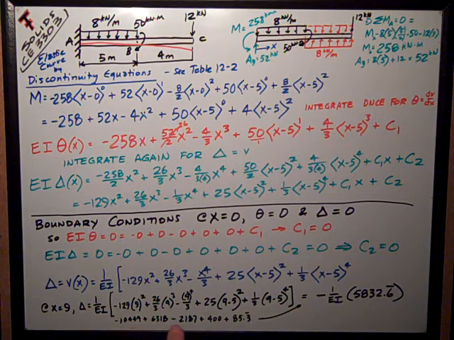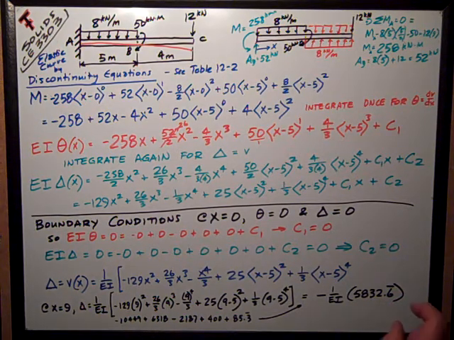Here's where I've done all the math, evaluated each term, and I get the sum of all these is negative 1 over EI, 5,832.6 repeating. And I'm going to have to be careful with my units.